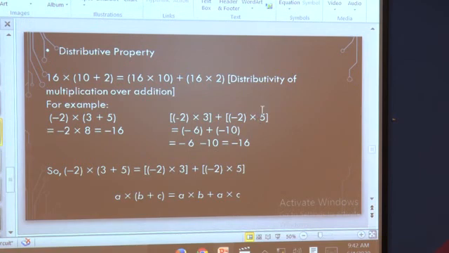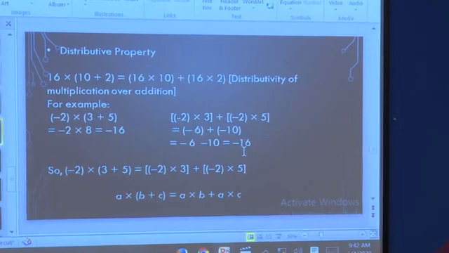What will be here? Yes, you know very well. First you will solve here. 5 twos are 10. Again it is minus, so you write minus 10. So minus 6 plus, and plus into minus is minus, so I have written here minus 10. So minus 6 minus 10 is equal to minus 16.